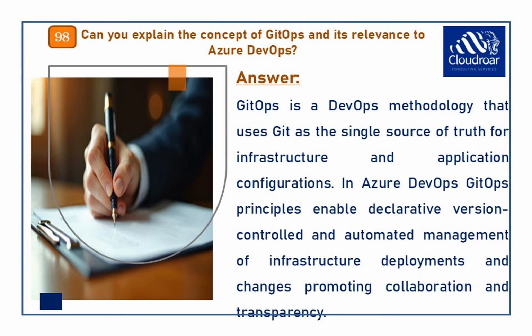Question 98. Can you explain the concept of GitOps and its relevance to Azure DevOps? GitOps is a DevOps methodology that uses Git as the single source of truth for infrastructure and application configurations. In Azure DevOps, GitOps principles enable declarative, version-controlled, and automated management of infrastructure, deployments, and changes, promoting collaboration and transparency.